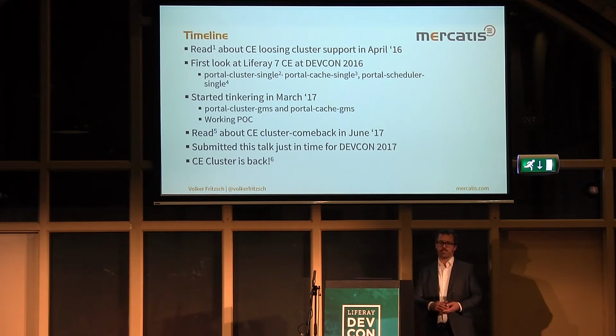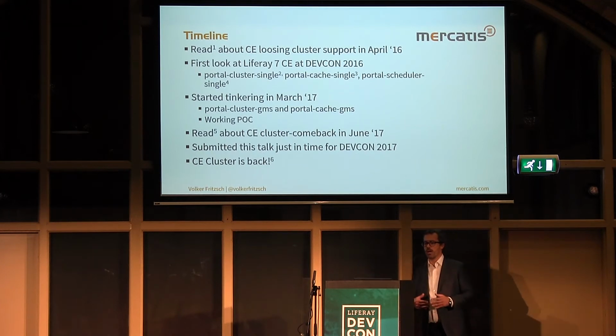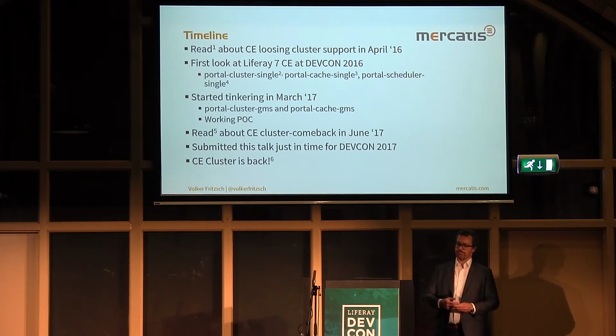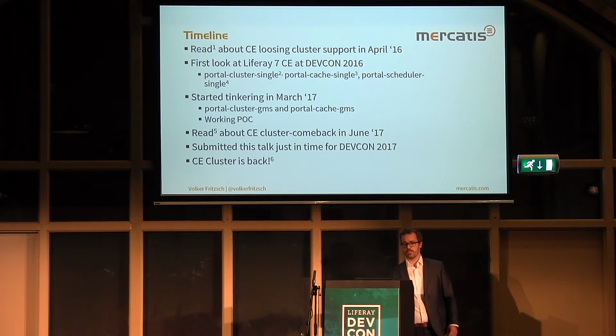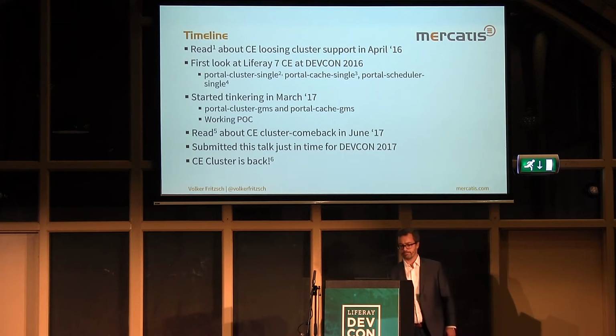Then in March 2017, I started to tinker a little bit with the code base and thought, okay, how much effort would it be to do a proof of concept for myself to get clustering in the Community Edition back up and running? I created 2 bundles in this proof of concept: portal cluster GMS and portal cache GMS. I didn't work with portal scheduler because for my proof of concept I didn't need that to have clustering completely in there. My proof of concept is merely a starting point. There's a lot more work involved.